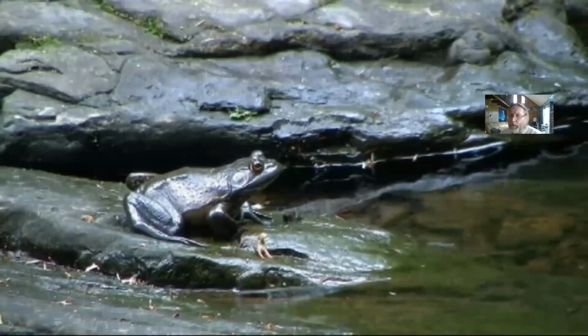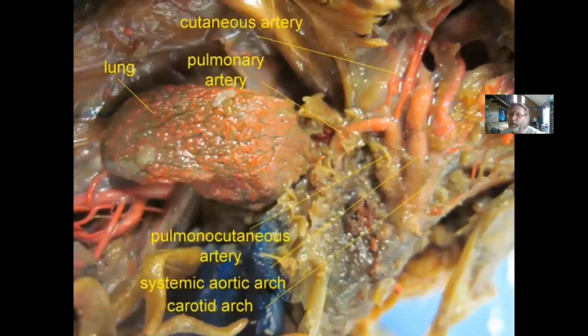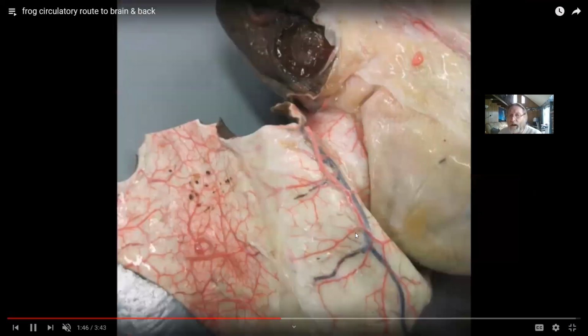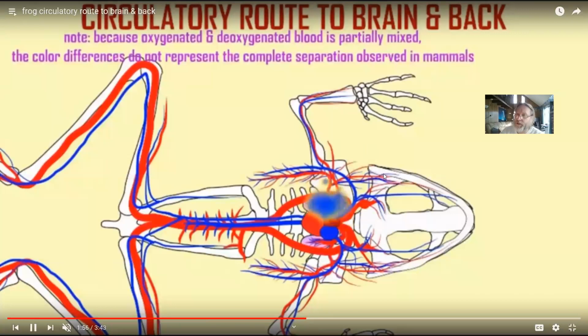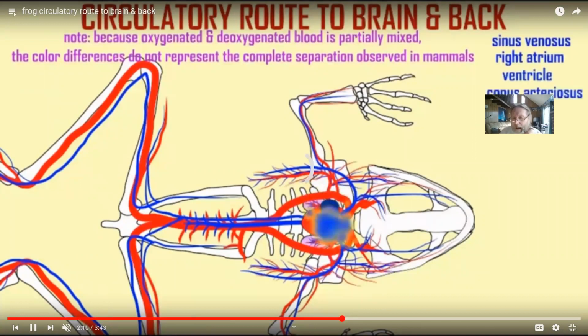Frog lungs don't work very well. And so frogs also do an awful lot of gas exchange with their skin. So here you can see the skin of a frog. Look at all those big blood vessels. Why so many blood vessels in the skin? Because that's where a lot of gas exchange is occurring. And that's why frogs need to keep their skin moist. And so the pulmonocutaneous artery has one branch, the pulmonary artery going to the lung, but then the cutaneous arteries go to the skin, and a great deal of gas exchange can occur there as well.